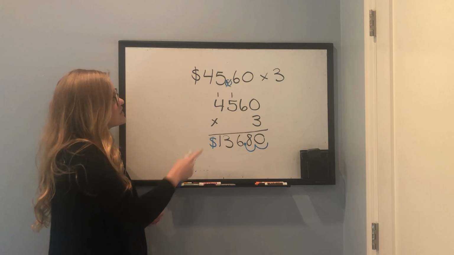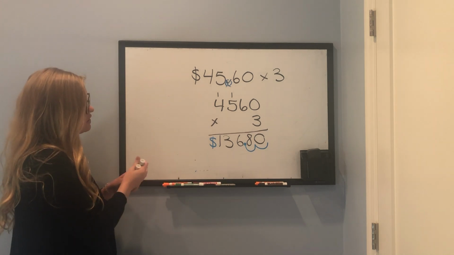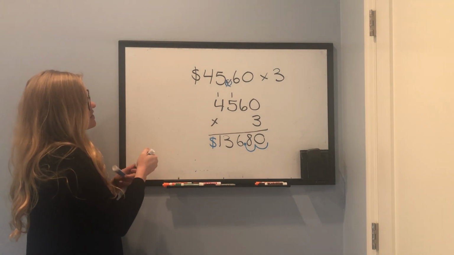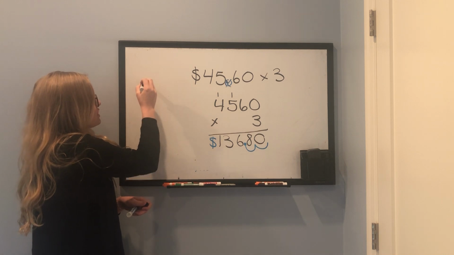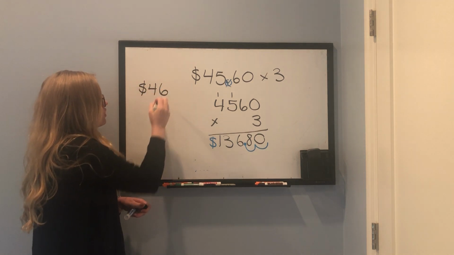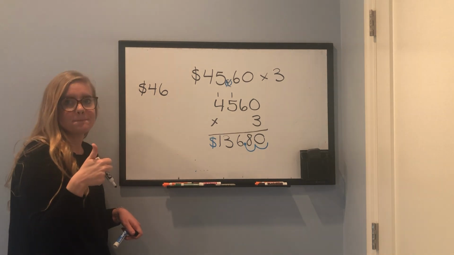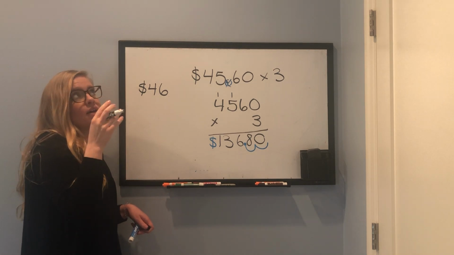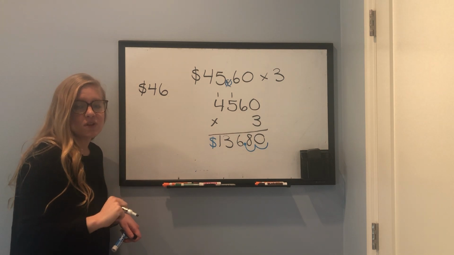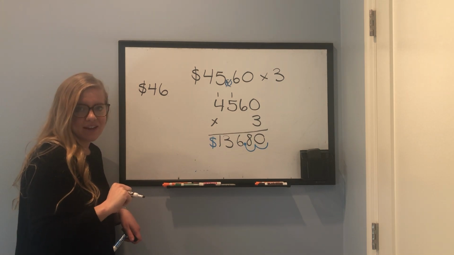So how about we just take $45.60 and we can round it up to $46. Okay, so we're rounding it to $46. We're rounding it up. Okay, now we can use the tens and ones strategy to easily estimate.